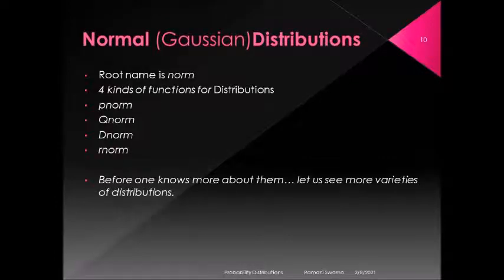So first let's start off with the normal Gaussian distribution. The root name is norm out here. We don't use Gaussian kind of a thing. However, you should understand whenever there is this word, the root, which is norm, it stands for the normal distribution, and it is equivalent to the Gaussian distribution also. So as such, I have already defined that yes, we have pnorm, qnorm, dnorm, and rnorm.